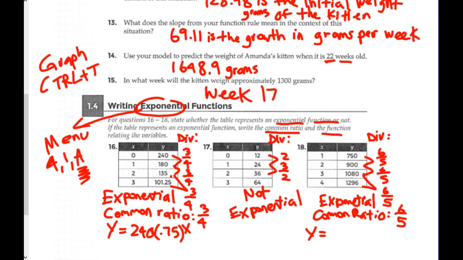let's see here, you should get 625 and then 1.2 to the x if you type it into menu 4 1a. Alright.